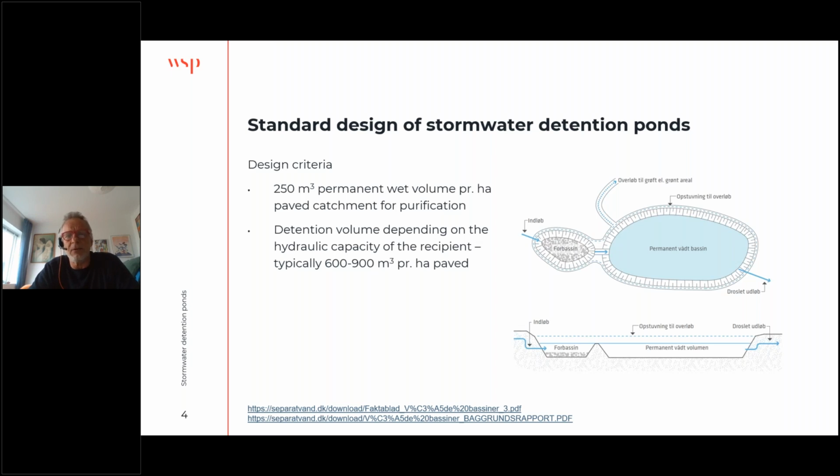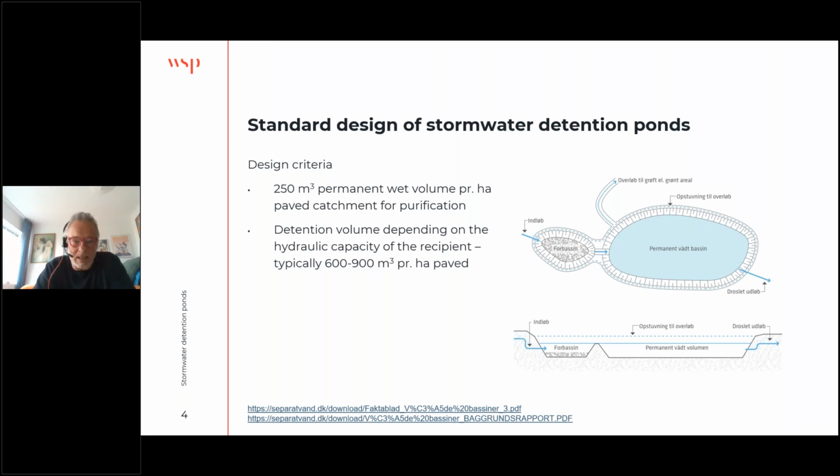The detention volume, we have that because the rivers and streams in Denmark are quite small, and therefore they're sensitive to hydraulic loads. So normally we would only be allowed to let out maybe 1 liter per second per paved hectare catchment, and that takes a detention volume from 600 to 900 cubic meters, depending how much we can let out and how much it's raining in that part of our country.